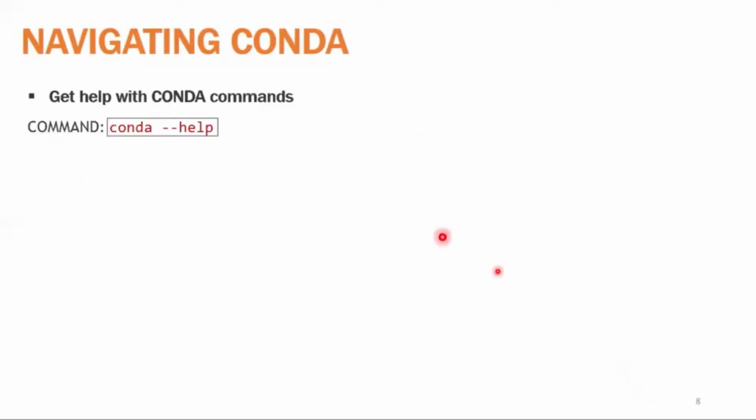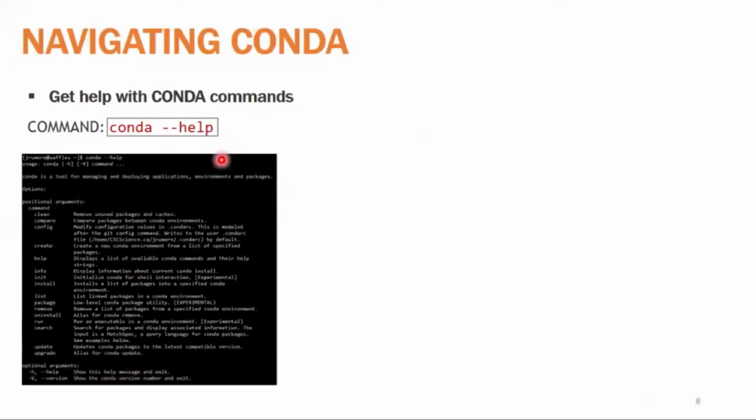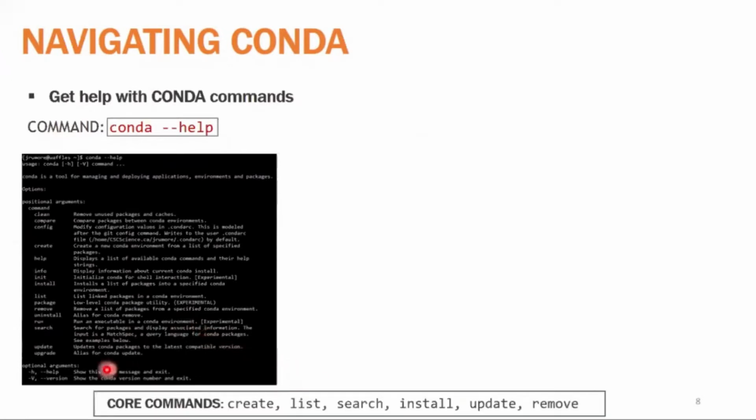So now that we've verified our Conda install has worked, the next step is to see what Conda commands are available to us. Now to see these commands, you would type conda --help in the terminal and press enter. Now in the terminal, a number of commands will appear and are available for you to use, including a set of core commands, which I've listed here, that we will touch on throughout today's workshop.